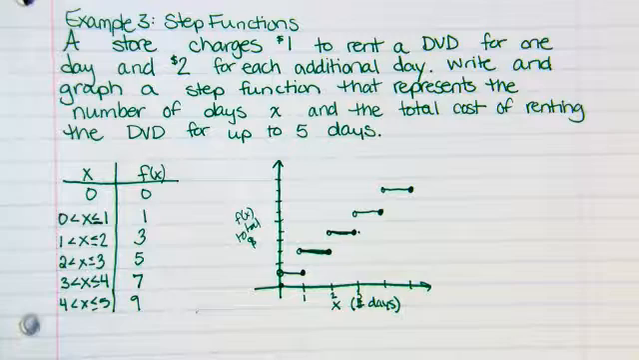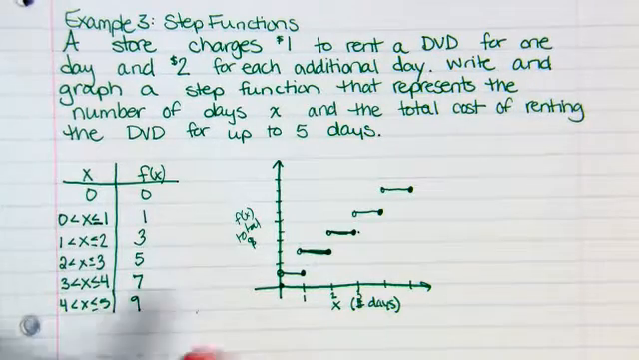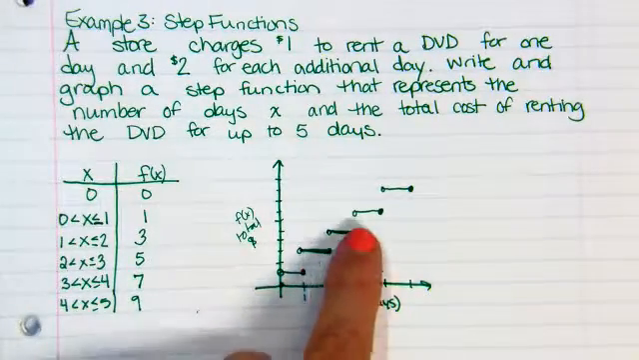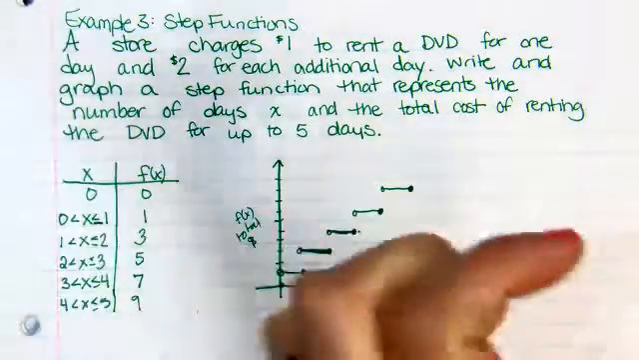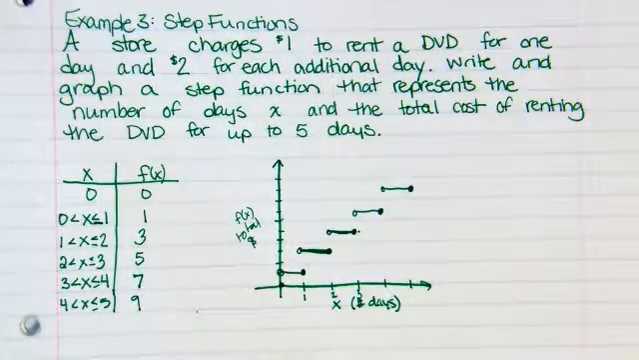A lot of times you're going to see step functions when you're talking about renting things, whether it be equipment, DVDs, karaoke machines is the example in the book, anything like that. So we have constant values over little segments that jump up for every day that goes by.